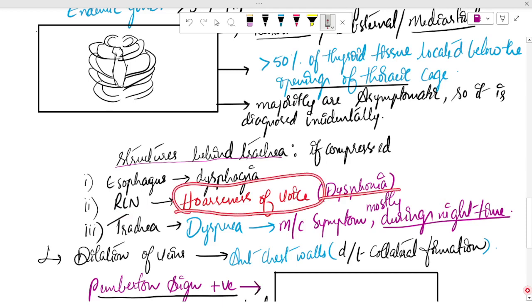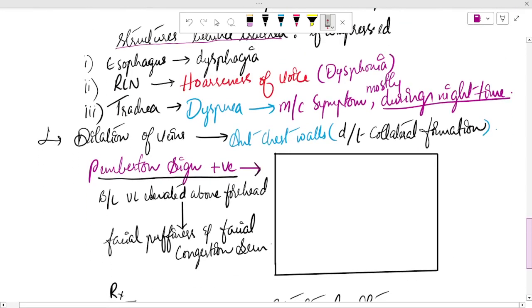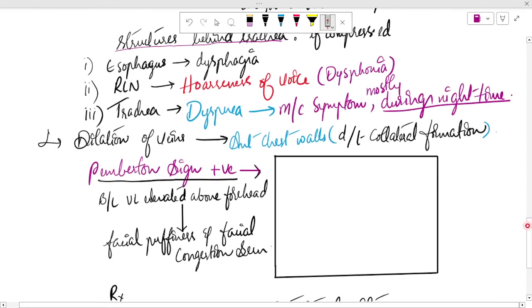Now, if the goiter compresses the recurrent laryngeal nerve, then the patient exhibits hoarseness of voice, also called dysphonia. If the goiter compresses the esophagus, it presents with dysphagia, difficulty in swallowing.